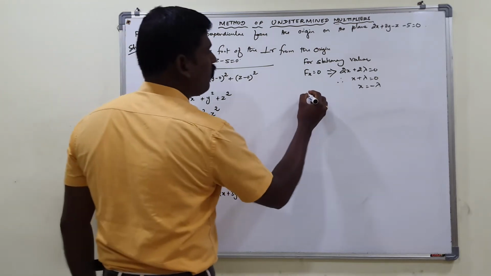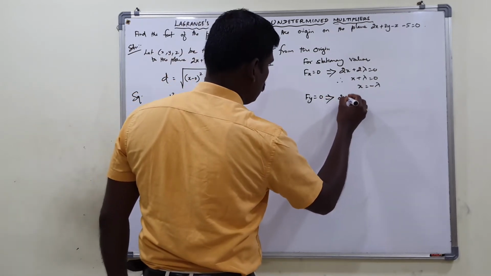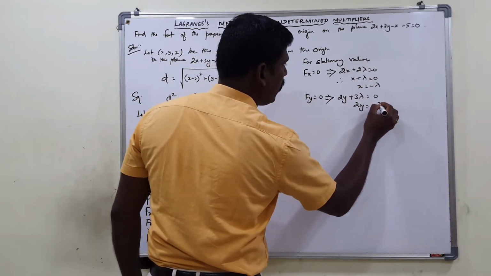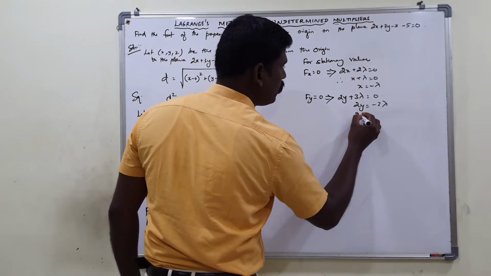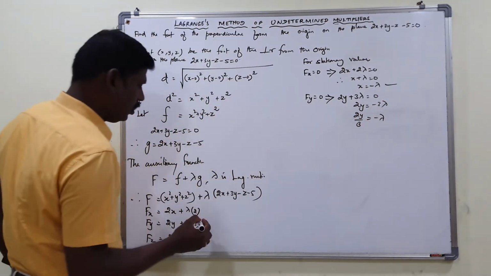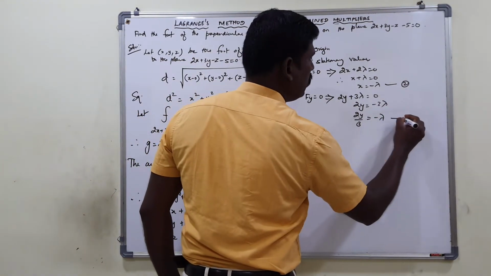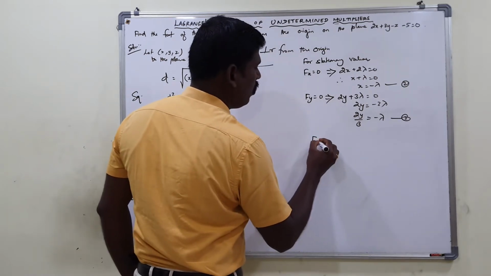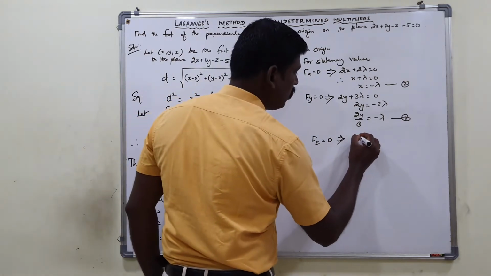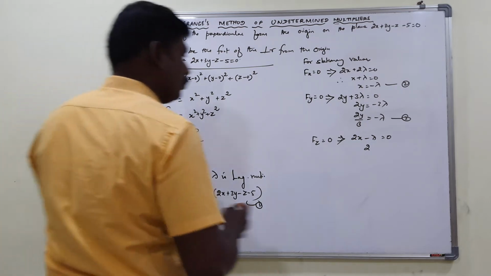And then Fy equal to 0 implies 2y plus 3 lambda is equal to 0. So 2y equal to minus 3 lambda. Taking this 3 to the left hand side, 2y by 3 is equal to minus lambda. I am taking this as 1, this as 2, and this as 3. And now equating Fz to 0 implies 2z minus lambda equal to 0. So 2z equal to lambda.